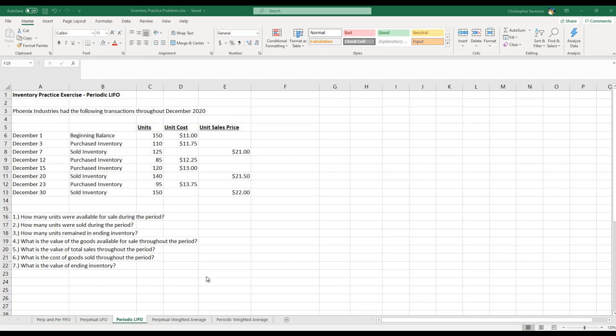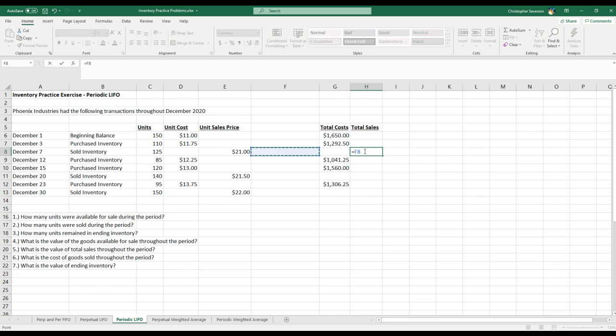So when you're faced with a problem like this, one of the first things I like to do is create a total column. So I'm just going to say total costs and total sales. And of course, we can only have the total cost on the actual cost lines, either the beginning balance or the purchased inventory. So it's going to simply be the number of units multiplied by the cost per unit. I'm just going to drag that down.